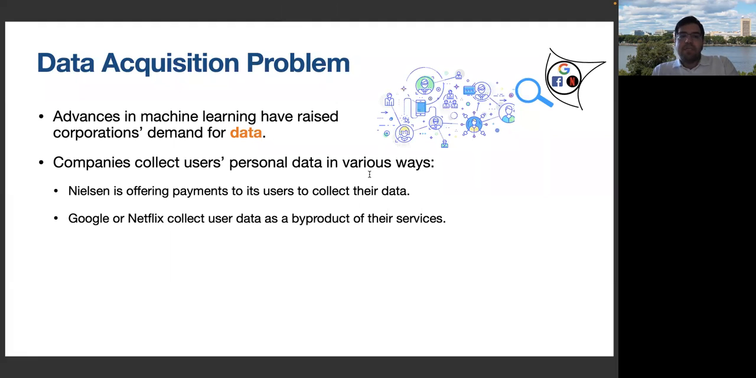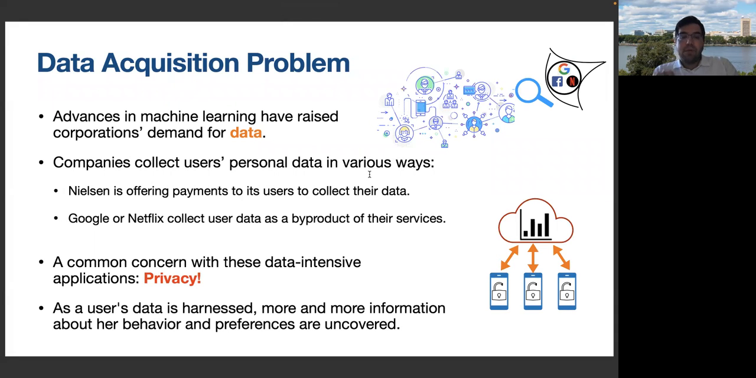So the rise of machine learning applications has raised corporations' demand for data. And these companies actually collect this needed data in various approaches. Some companies like Nielsen actually offer payments for users in exchange for their data, while several other companies collect this needed data as a byproduct of their services. But this rapid growth of these data-driven applications has created a major concern about privacy.